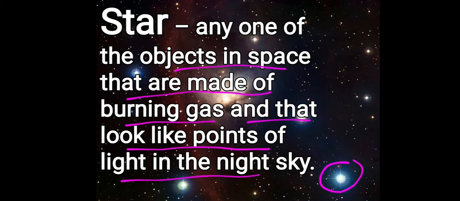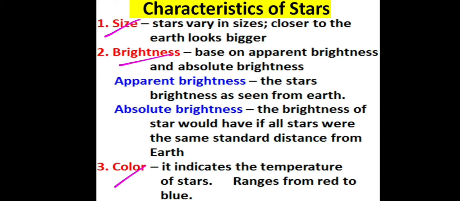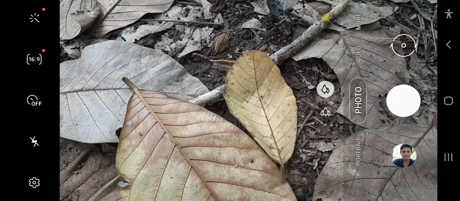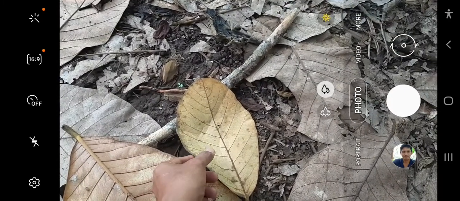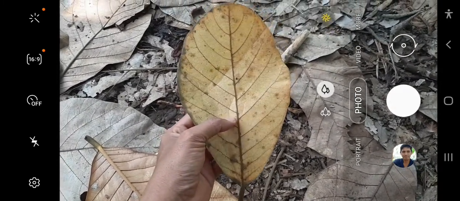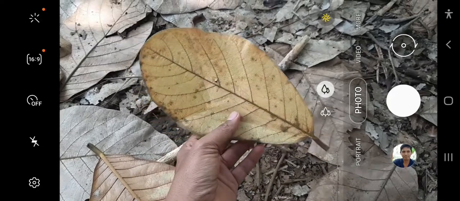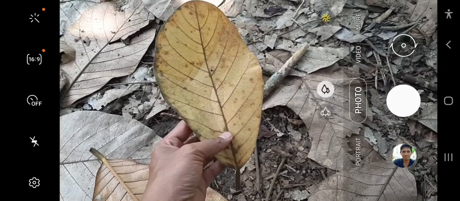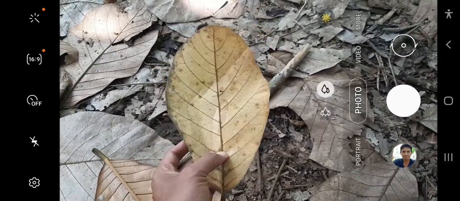And of course, in dealing with stars, we can also study the characteristics of stars. Stars have three characteristics: size, brightness, and of course the color. So when we say characteristics, it is just the nature of a specific thing you study. For example, here I have a leaf, no? So one of the characteristics of the leaf is its color, it has a color yellow, no? The color is yellow. So being yellow is one of the characteristics of this leaf.